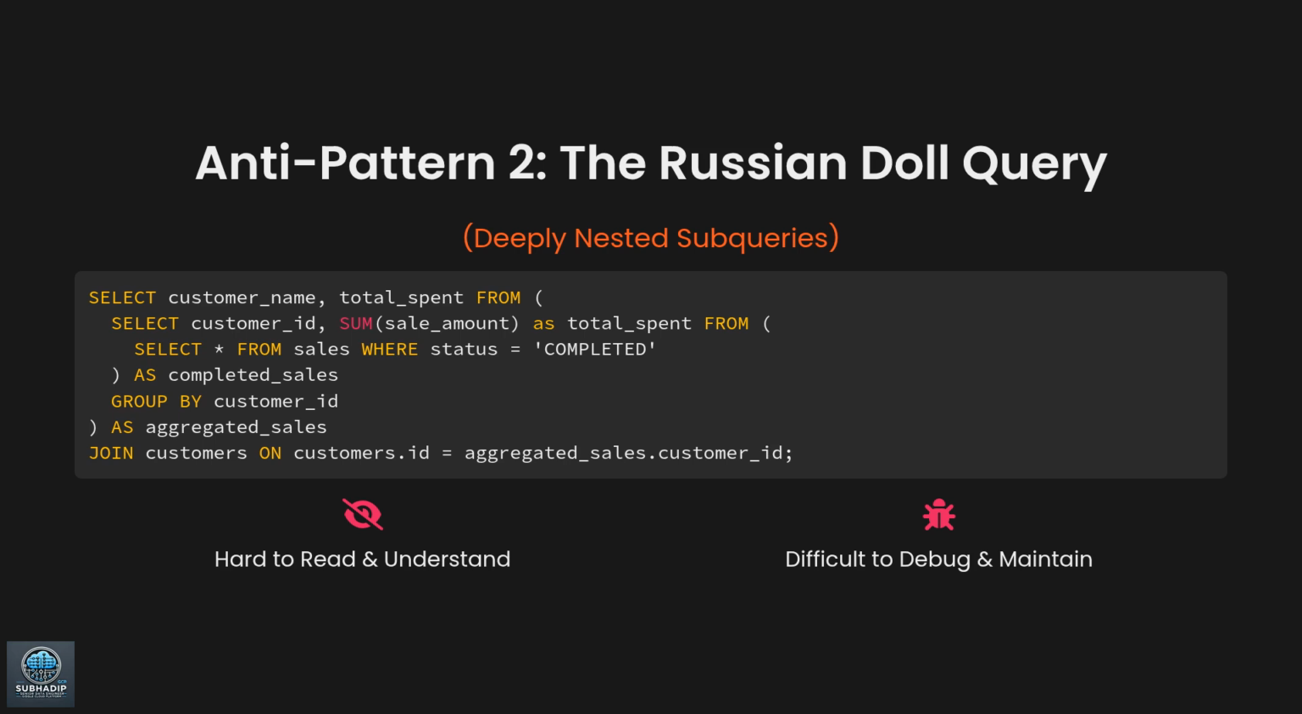Next, we have the Russian doll query, or deeply nested subqueries. While a single subquery is often fine, nesting them multiple levels deep creates a query that's incredibly difficult to read and debug. It's hard to follow the logic, and if something goes wrong, isolating the problematic layer is a real headache. This complexity can also confuse the database's query optimizer, potentially leading to a less efficient execution plan.